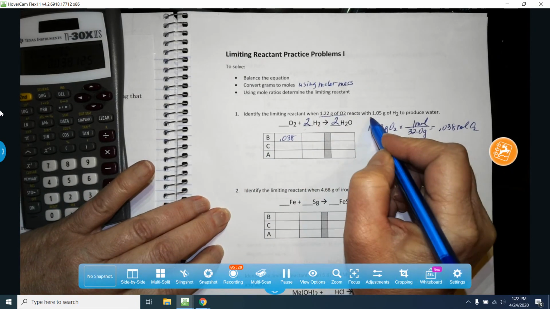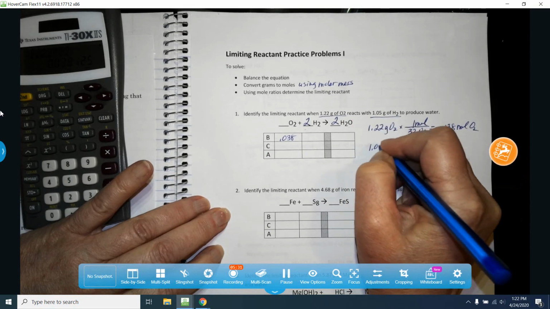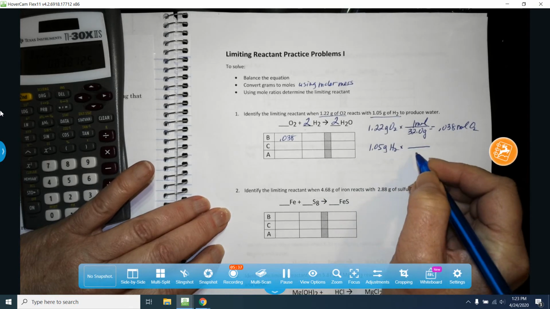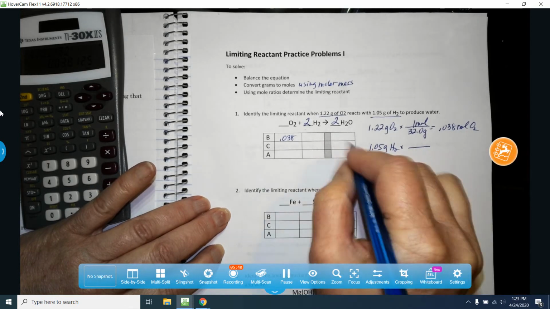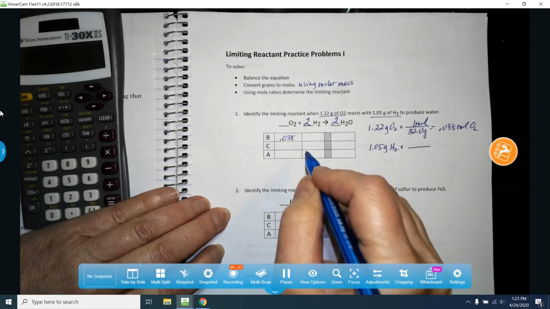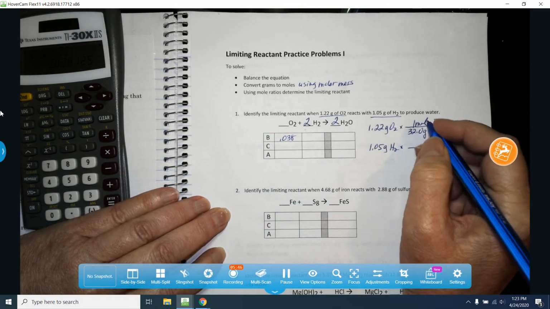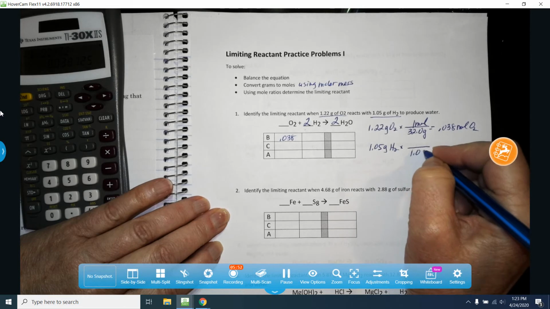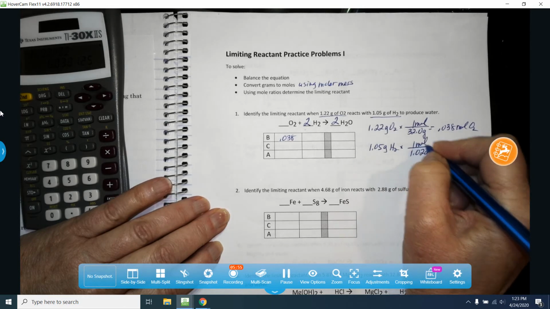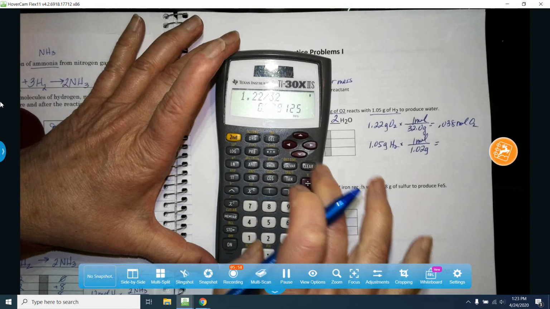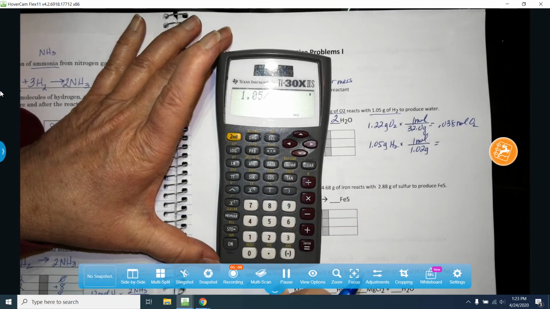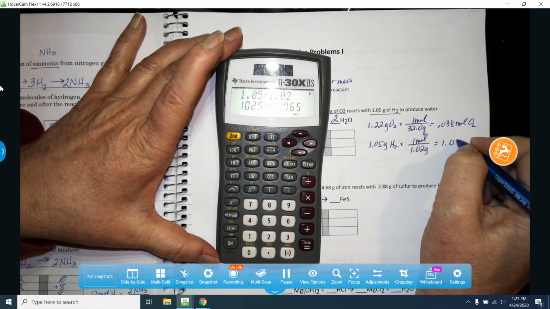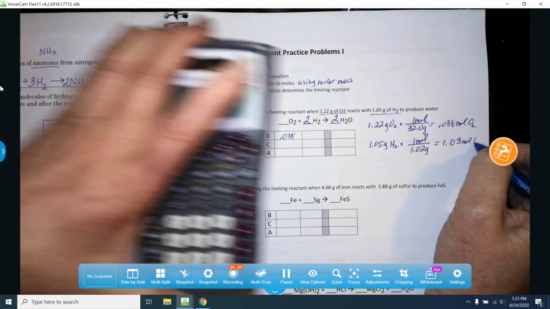And then the other reactant is 1.05 grams of H2, and I need to also convert that to moles before we can put it in there. Remember, the BCA chart is only for moles. The molar mass of hydrogen, well, one hydrogen is 1.01, so 2 of them is 2.02. And then we take our 1.05 divided by 2.02, and we get 0.52. Let's round it. Moles of H2.